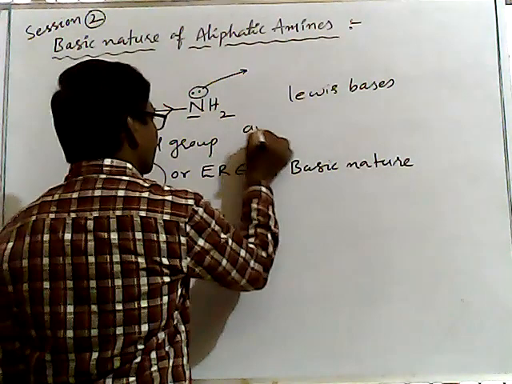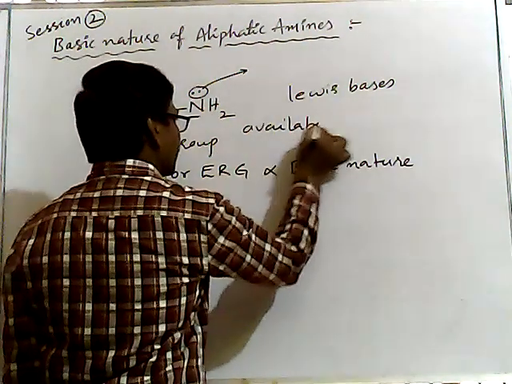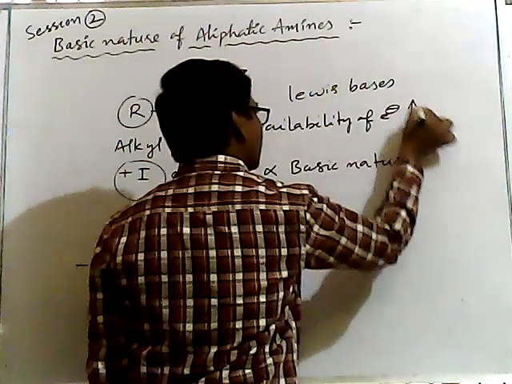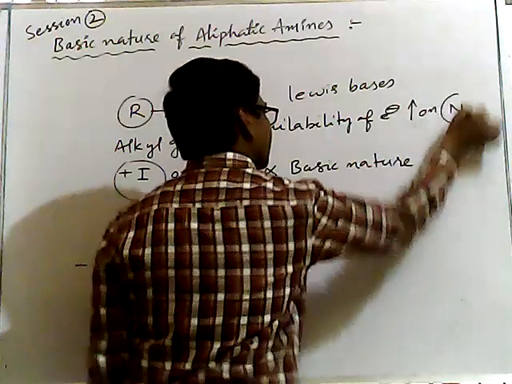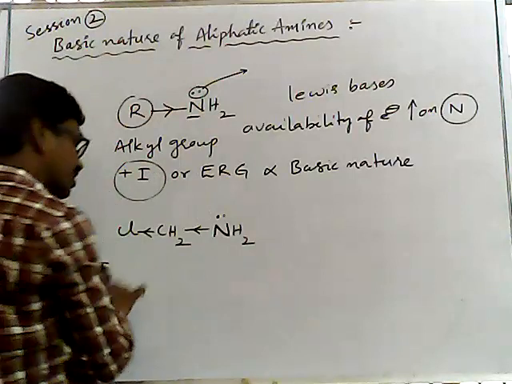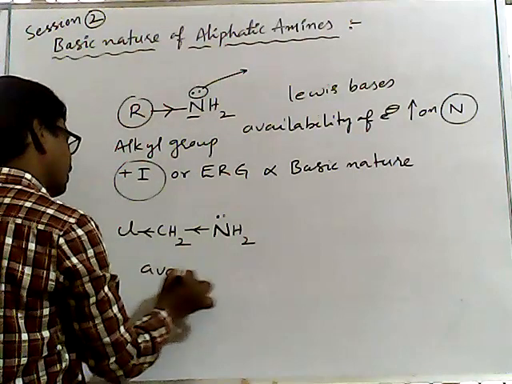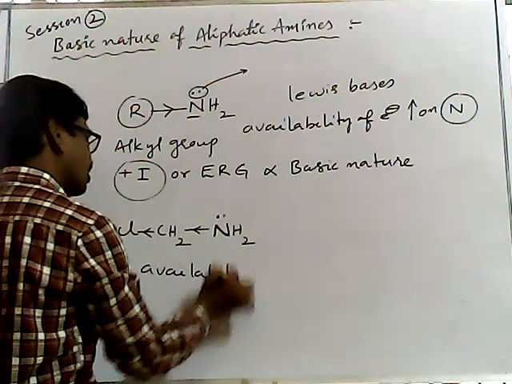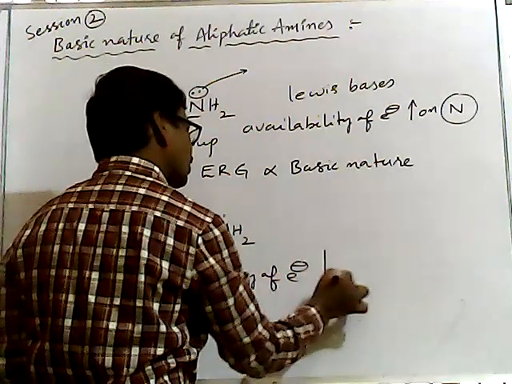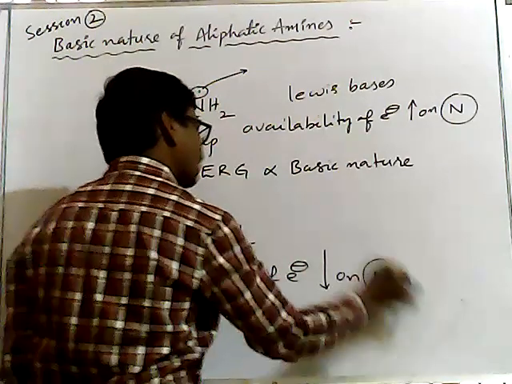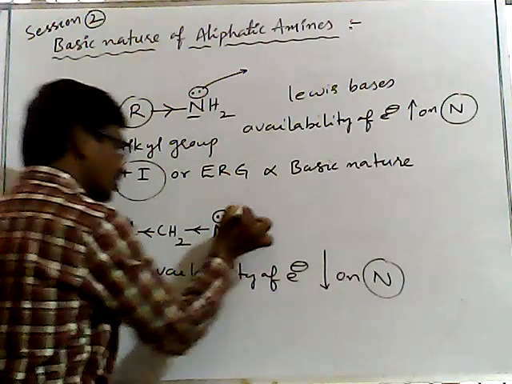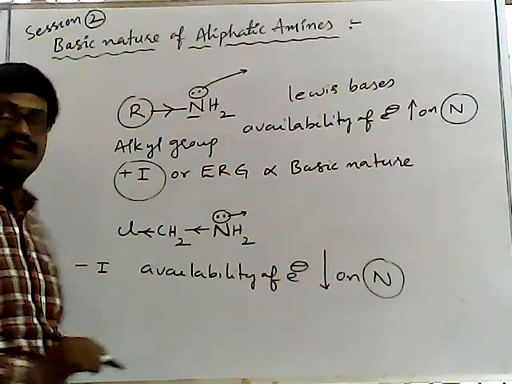Here, the availability of electrons increases on nitrogen because of the alkyl group's plus I effect. Because of chlorine's minus I effect, here the availability of electrons decreases on nitrogen. If the availability of electrons decreases on nitrogen, it is unable to donate this electron pair to other substances, so basic strength decreases.